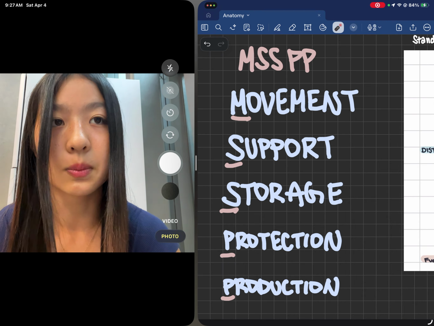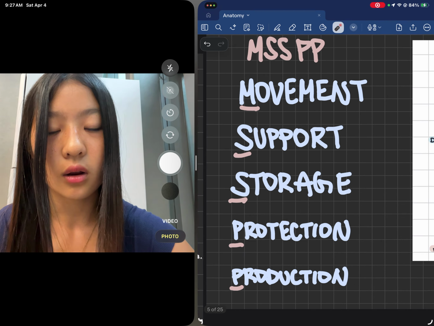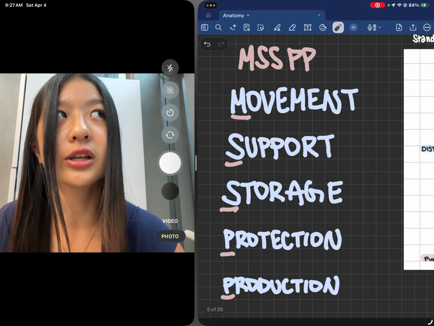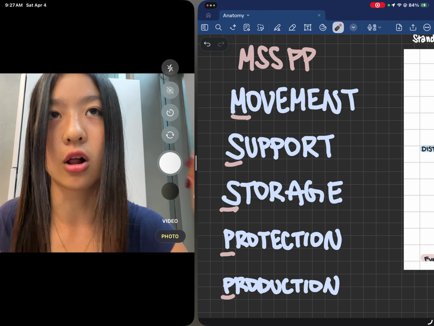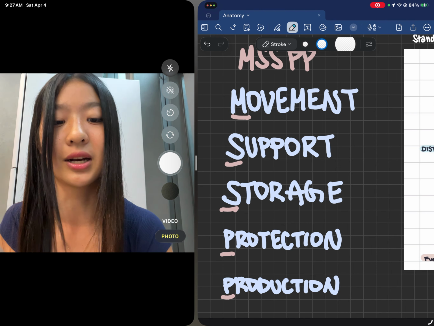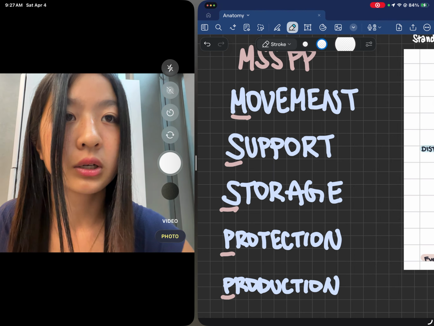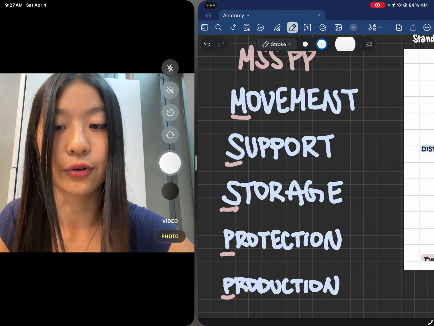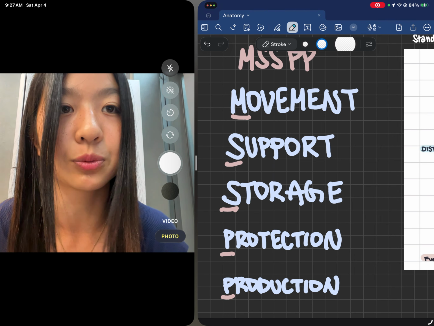The second one is support. Looking at the really obvious example here is your vertebrae column, because without your vertebrae column, your entire backbone and your back would just collapse and there would be nothing holding you upright. So it really provides a framework for both muscle and tissue attachment.